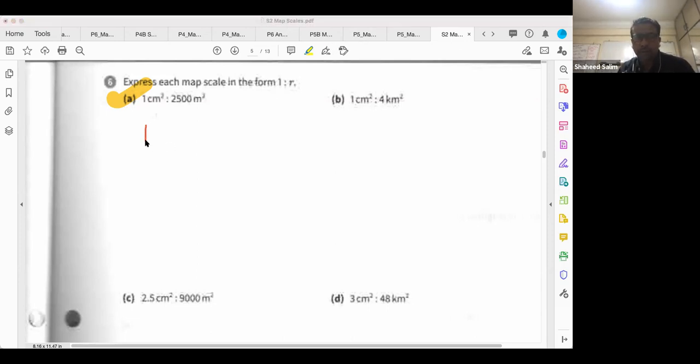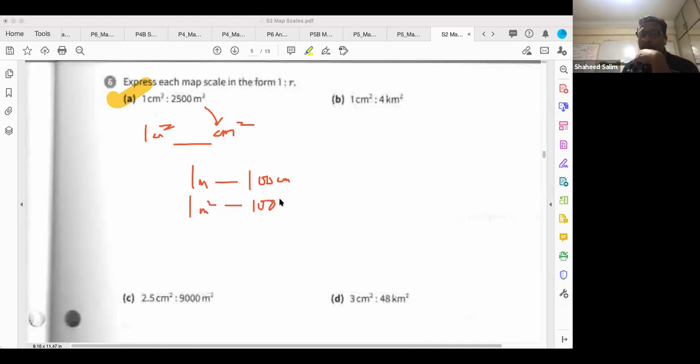Just change this to 1. You gotta change this to cm square. How to change? You gotta find out now. 1 meter is 100 cm. 1 square meter is how many square cm? 100 times 100, 10,000.